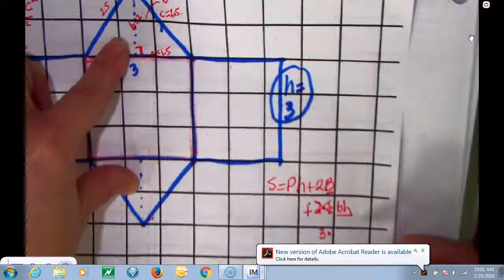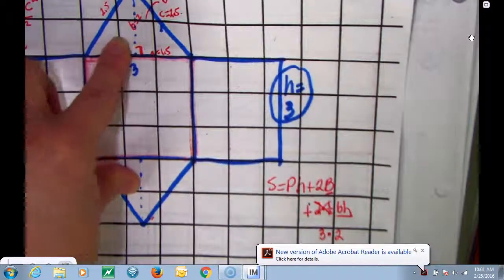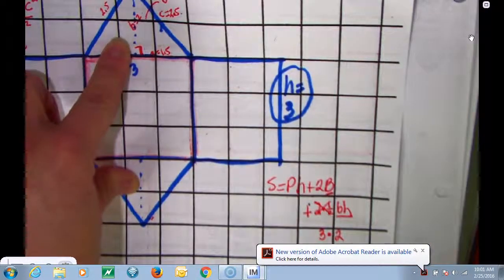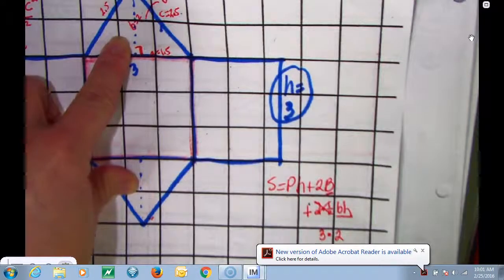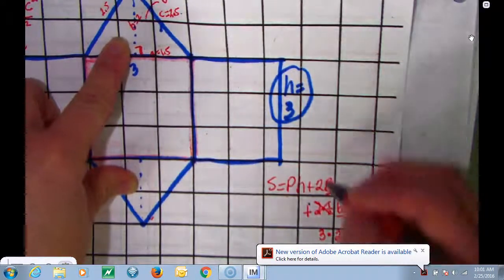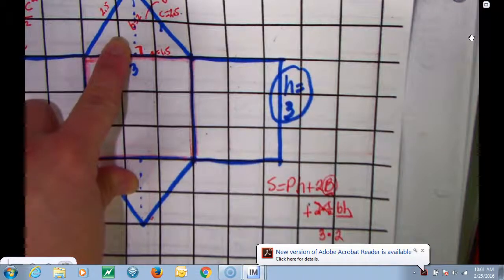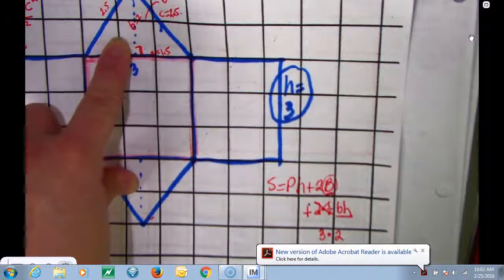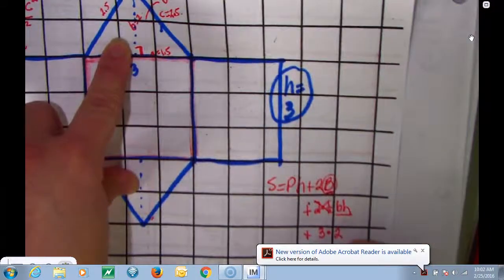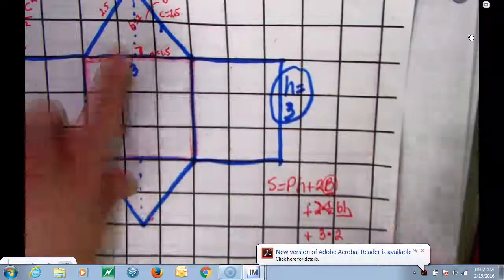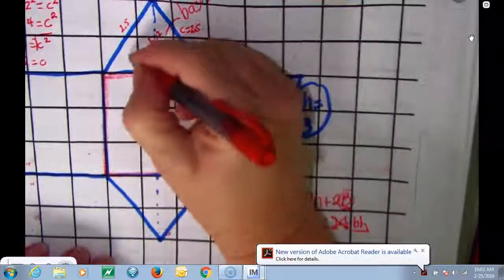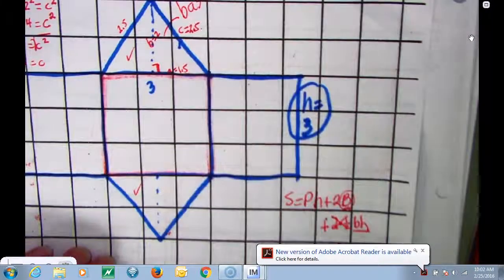3. And what's the height of the triangle? 2. You're looking at the triangle only. When you see that big B, you better be focusing on that triangle, that base. That's the only place you look. Okay, and 3 times 2 is 6. So now what we did, we got the area of the 2 triangles.